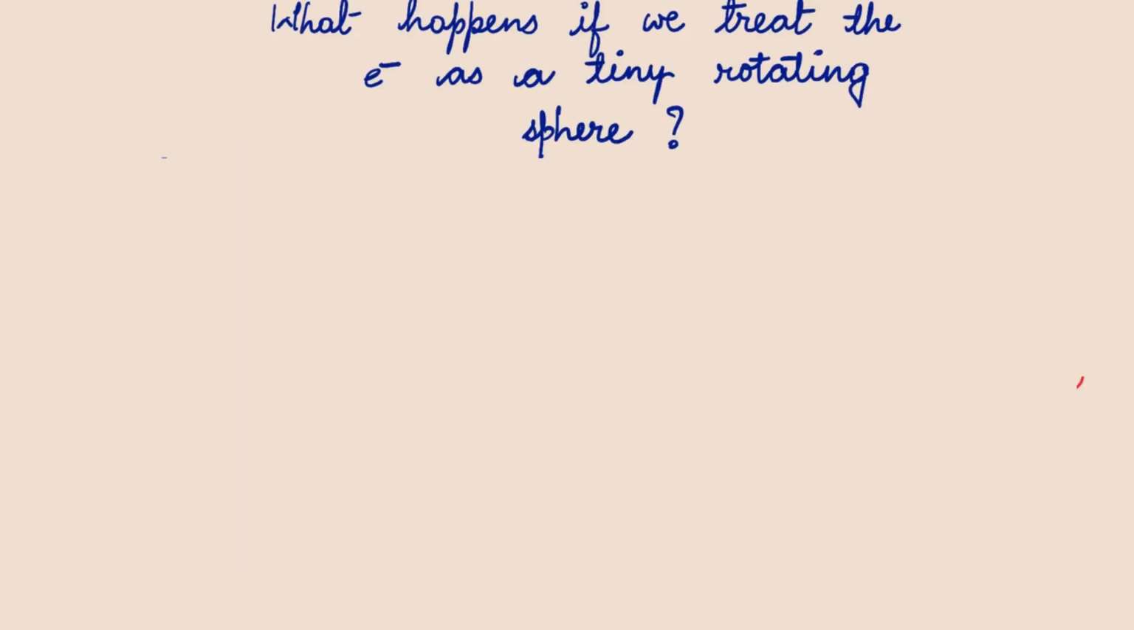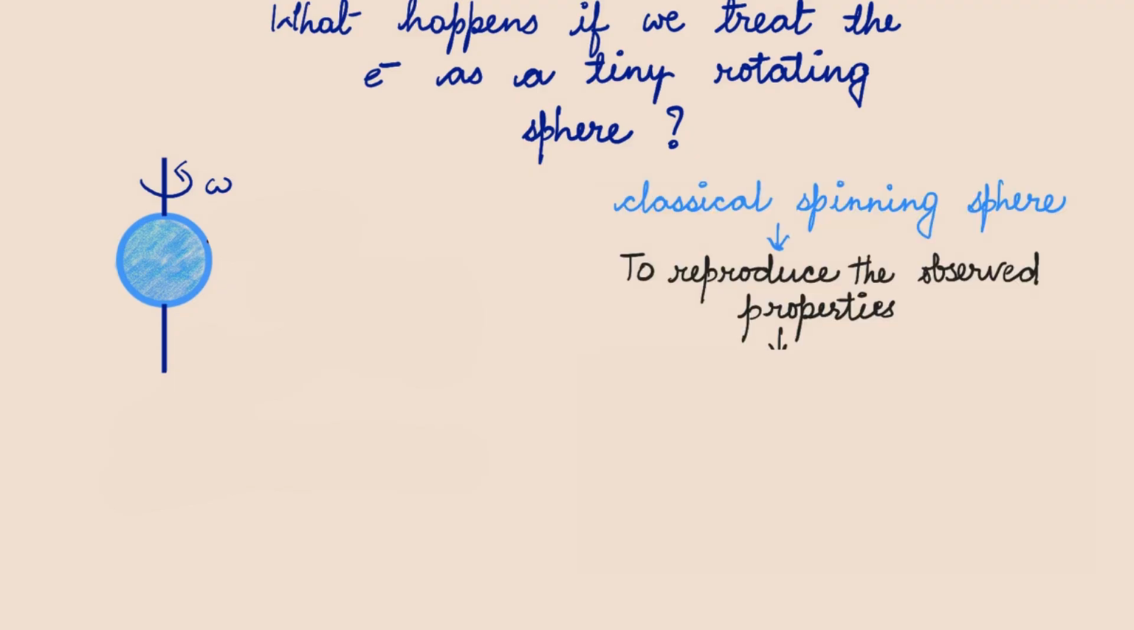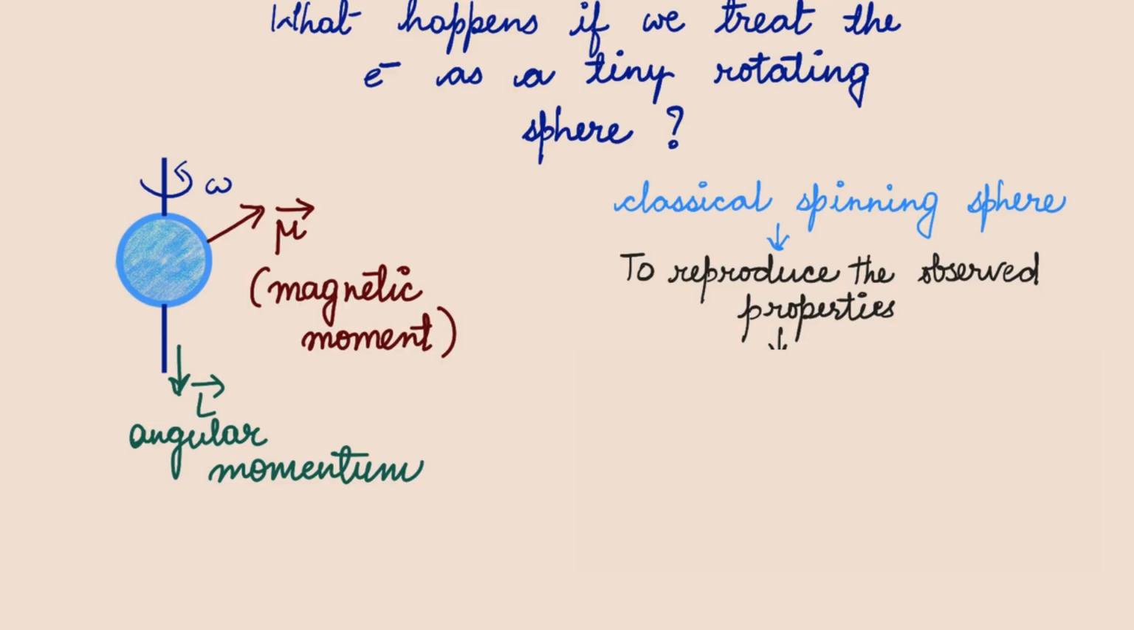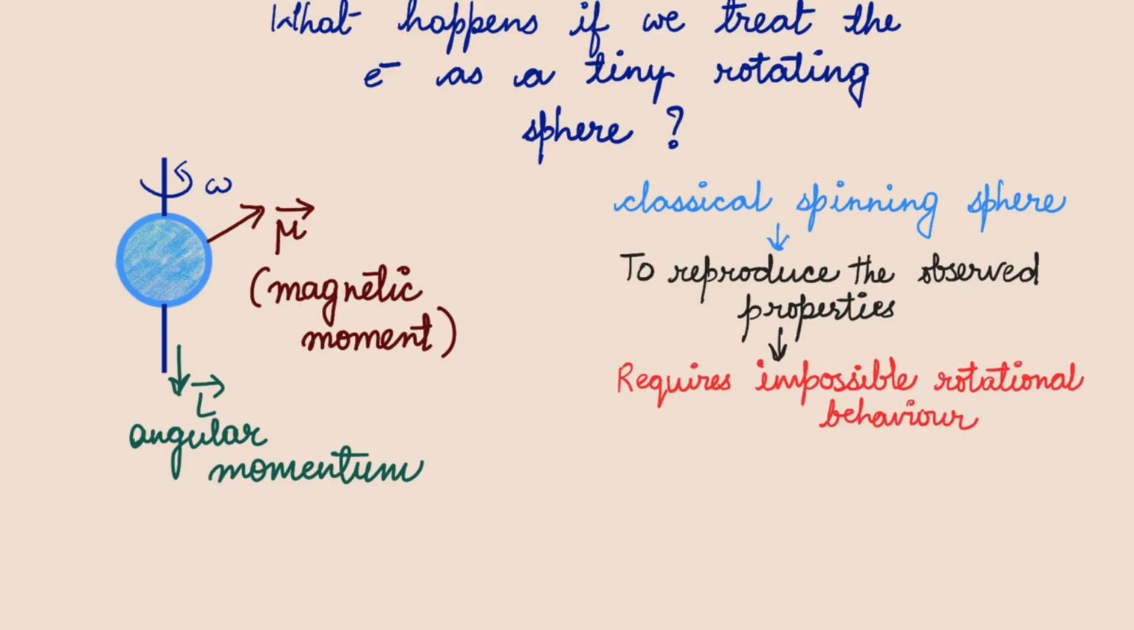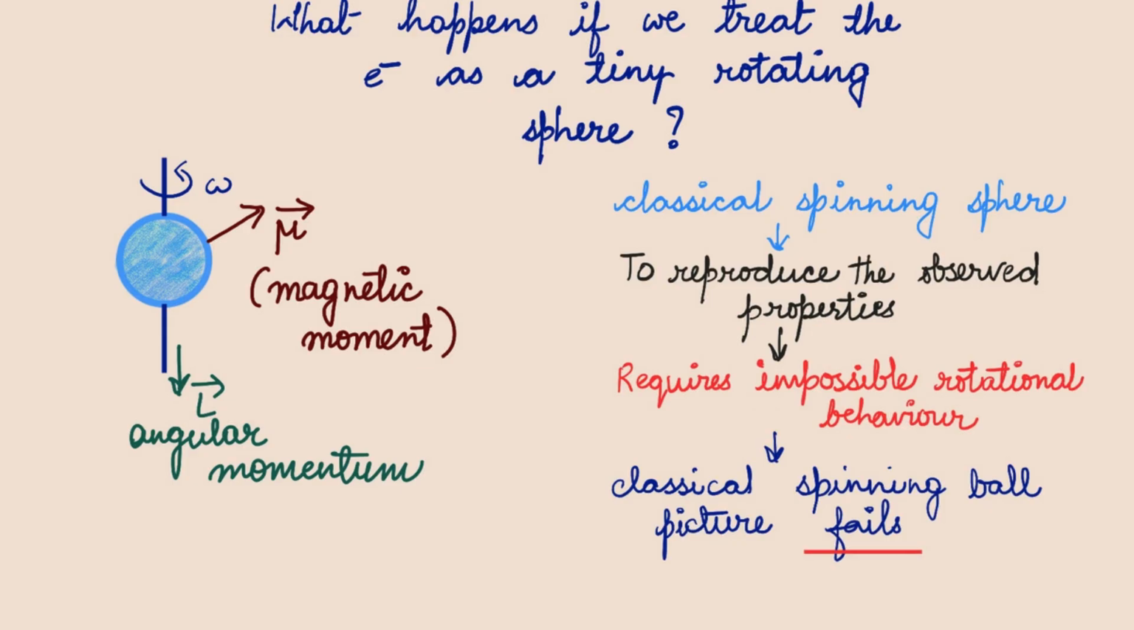So what happens if we insist on treating the electron as a tiny rotating sphere? The classical picture runs into serious problems. If we try to reproduce the electron's observed angular momentum and magnetic properties using such a model, the required rotational behavior becomes incompatible with relativity. In other words, the classical spinning ball picture cannot describe the electron correctly. So we have to let go of the idea of a tiny sphere physically rotating about an axis.